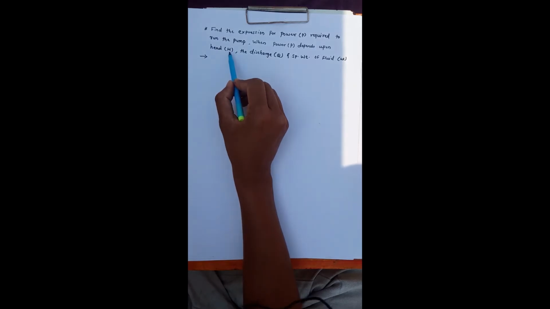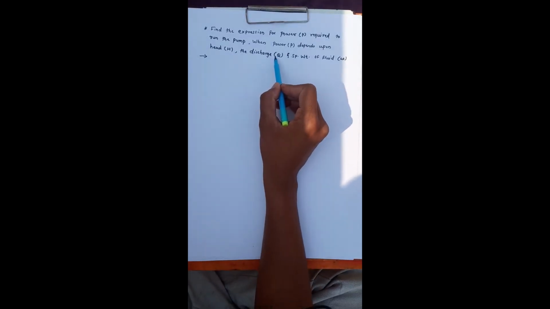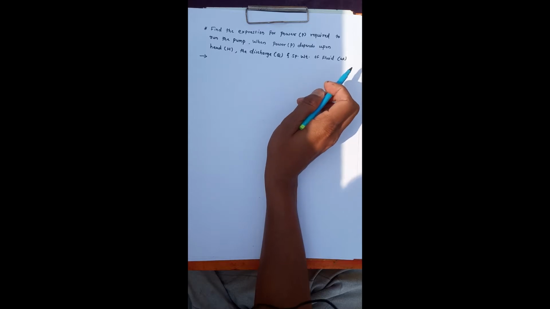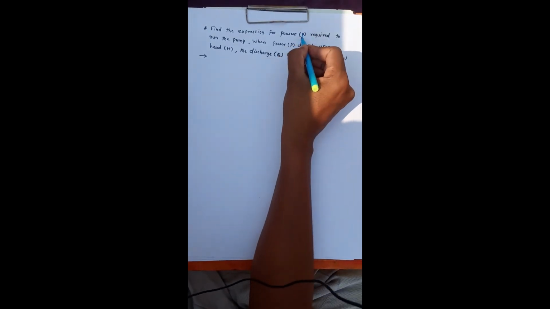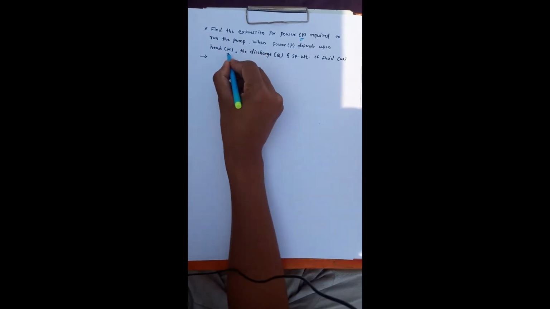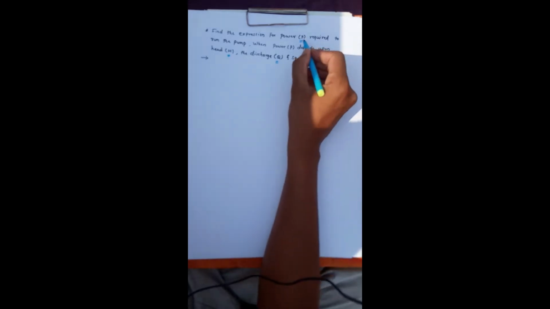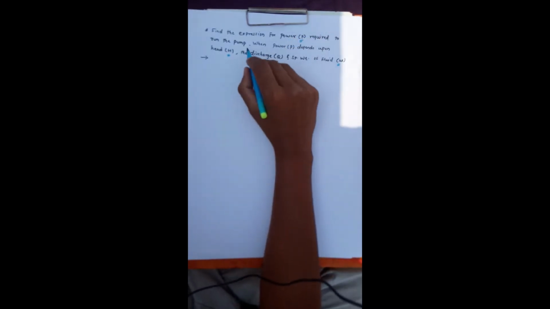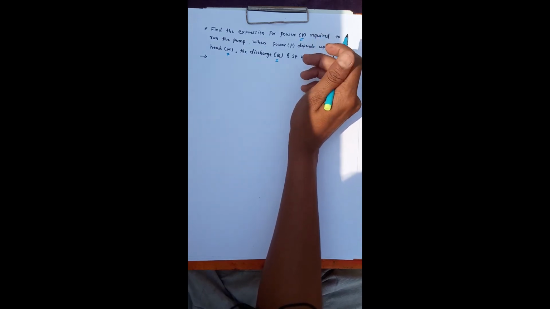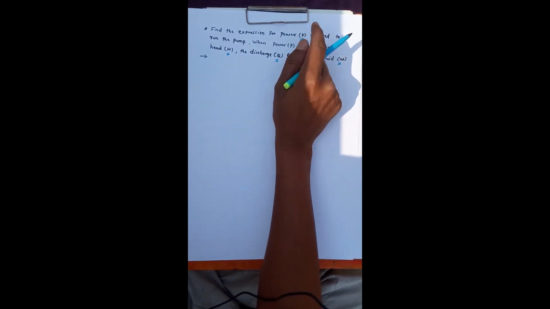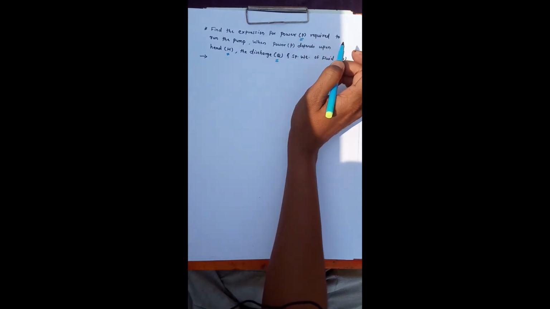the head available at the centrifugal pump, the discharge of that liquid, and the specific weight of that liquid or fluid. So here P, that is power of that centrifugal pump, depends upon head, discharge, and specific weight of that fluid. So here one dependent variable, three independent variables. By using Rayleigh's method, we can find the correlation between the dependent variable with respect to the independent variables.